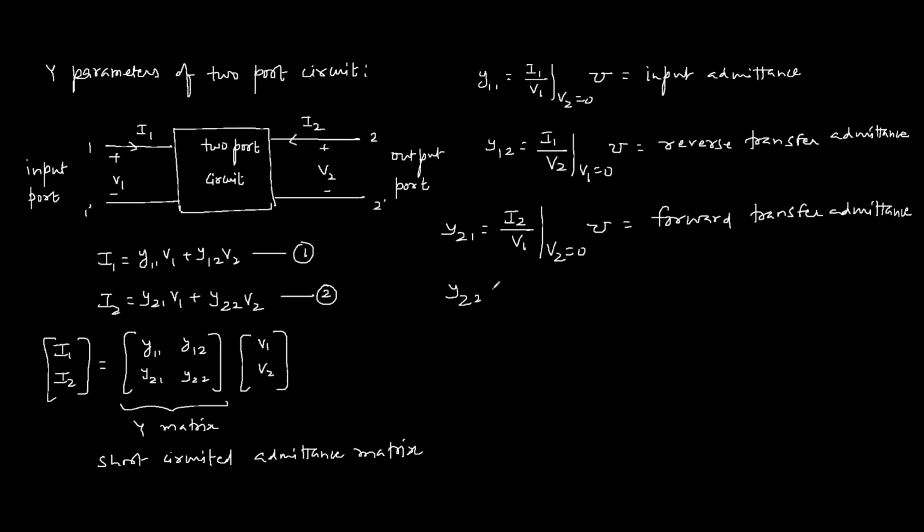Now Y22 is the ratio of I2 to V2 when V1 is 0. It is called output admittance because it is the ratio of current to voltage of output port.